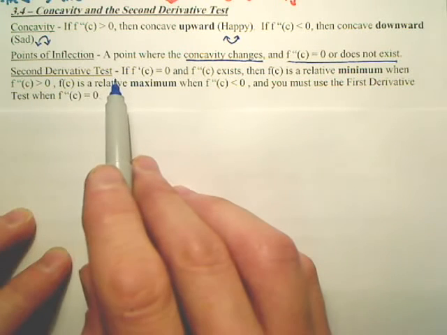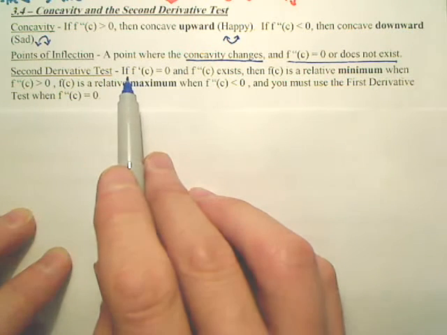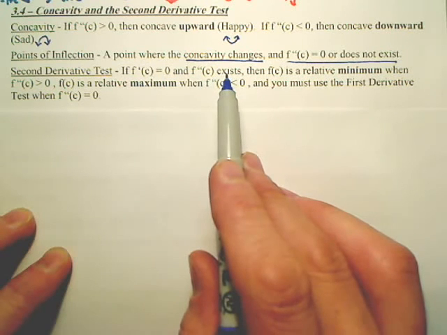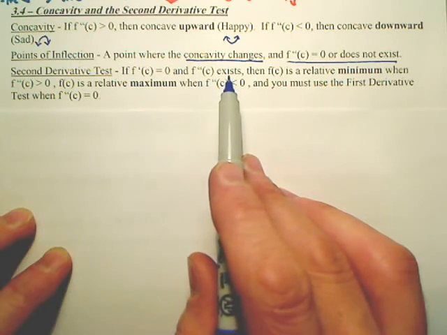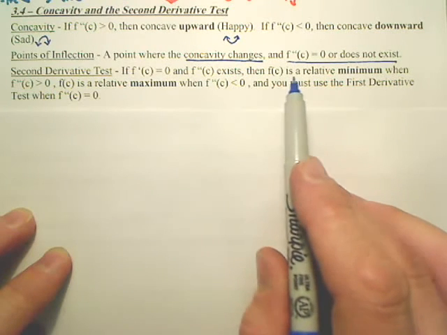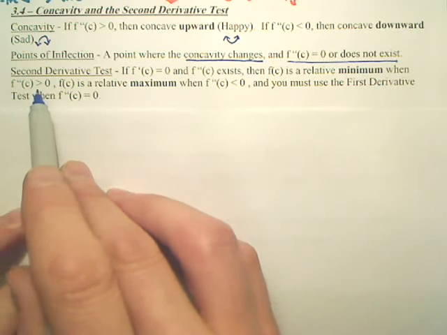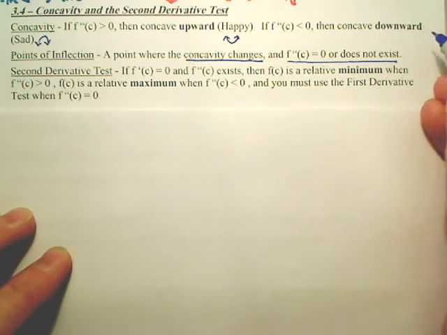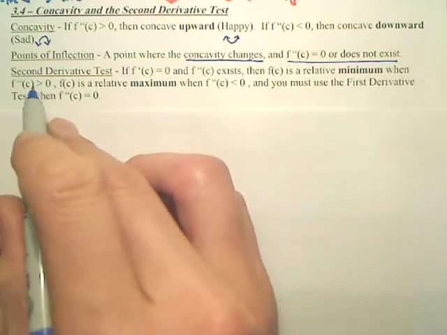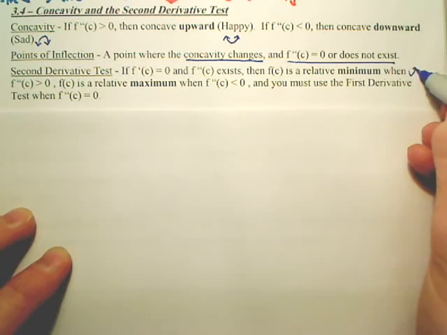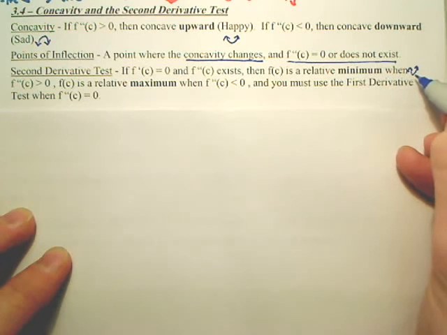The second derivative test, basically: if the first derivative equals 0, meaning critical number, correct? And the second derivative exists, meaning I have a point, I can do the second derivative. Then f of c, meaning the point, is a relative minimum when the second derivative is greater than 0. The reason it's a minimum: if the second derivative is greater than 0, doesn't that mean it's happy? And if it's happy, doesn't that mean it's a minimum?